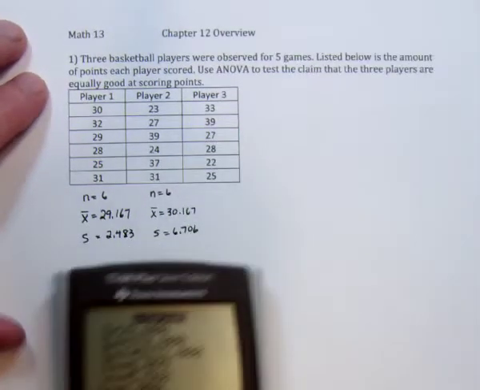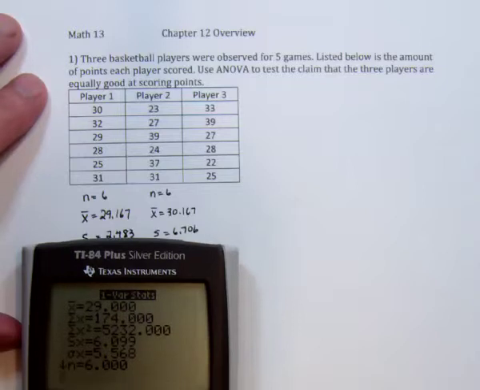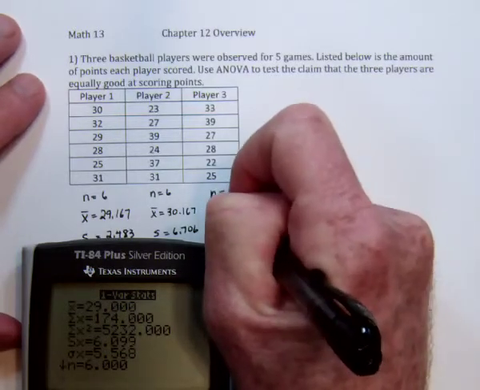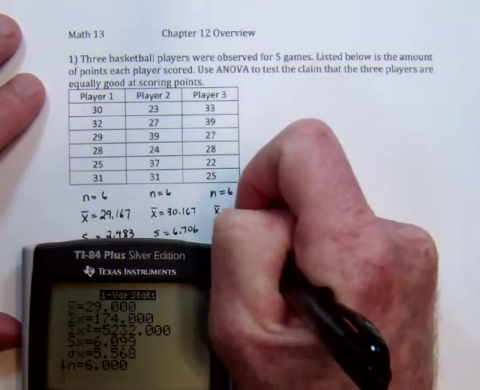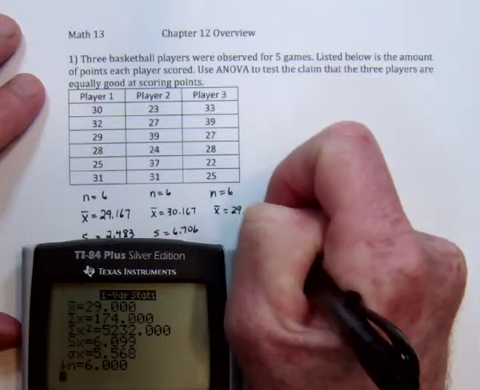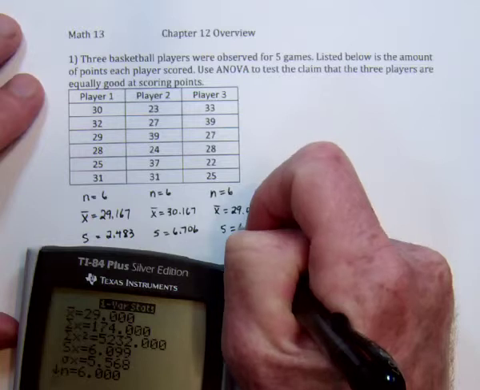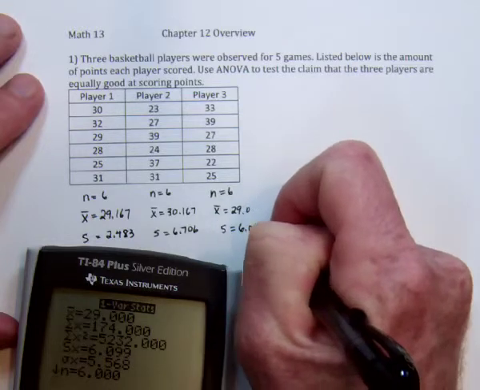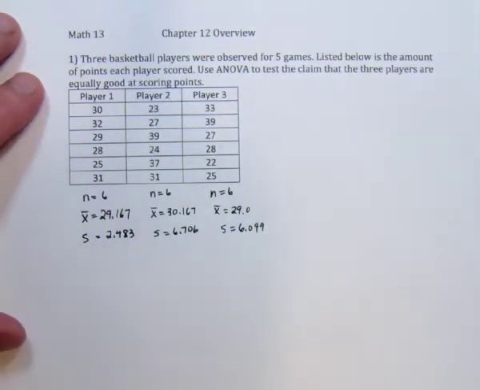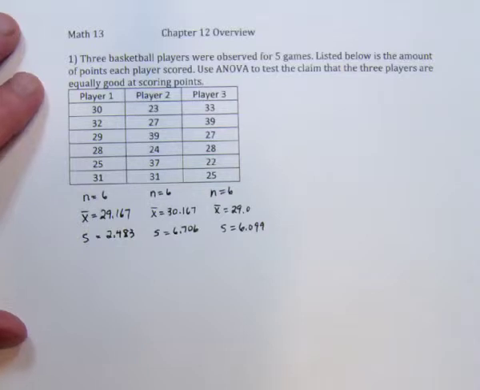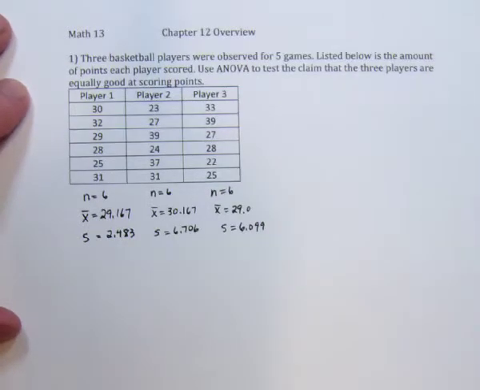And then one last time. So this one has an average of 29. So again, n equals 6 games. X bar equals 29.0. And S is equal to 6.099. So keep in mind that standard deviation is a measure of how consistent the list of scores are.